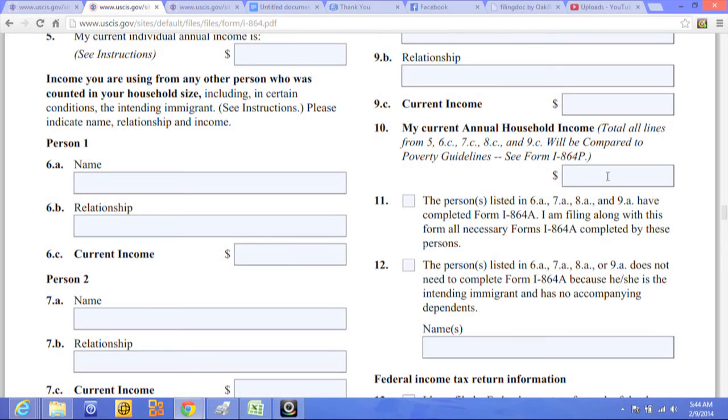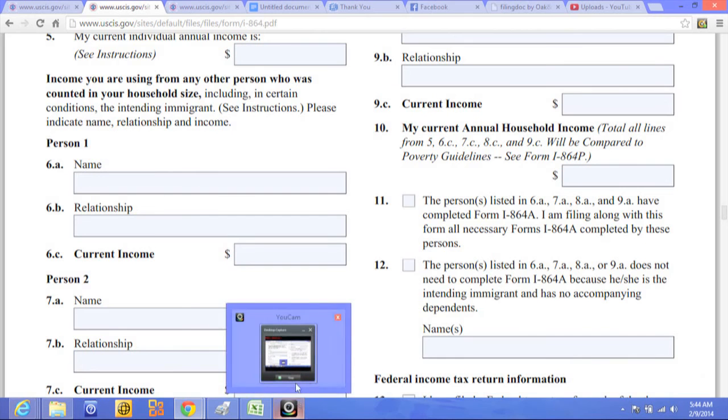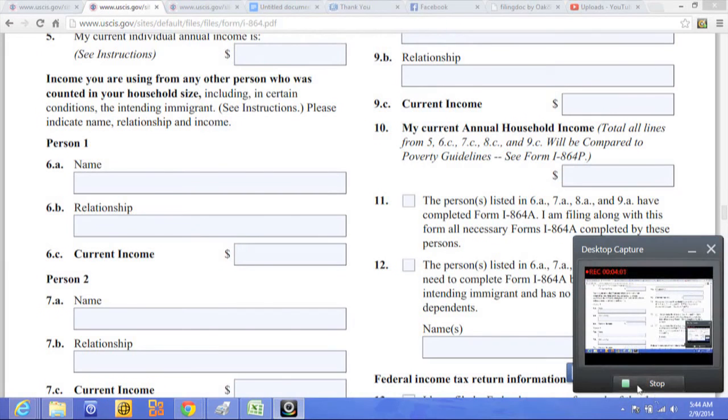Okay, now let's say you don't have anyone in your household size that has income, so you're going to use your assets. Okay, let's try your assets. Don't worry, we have another way. We're going to see what you can do with your assets.